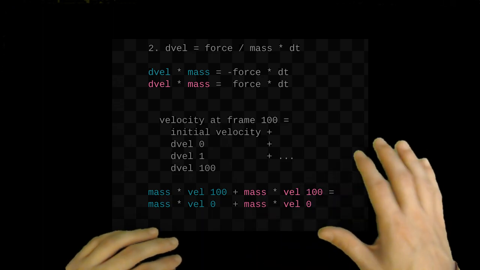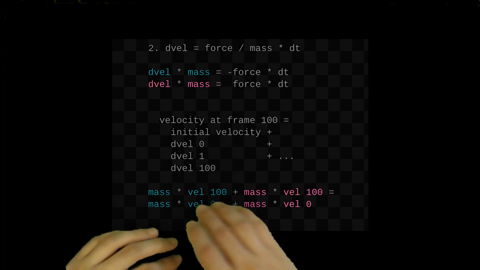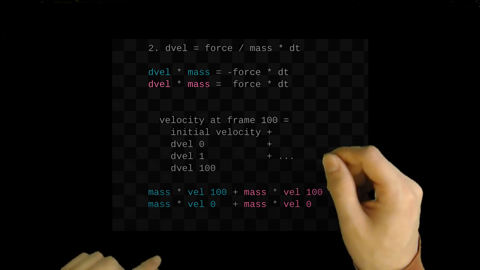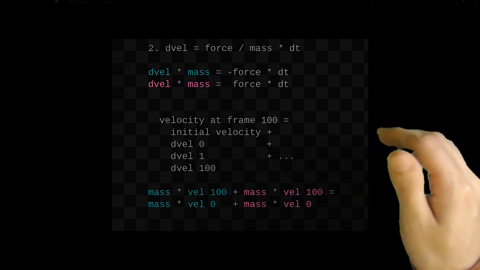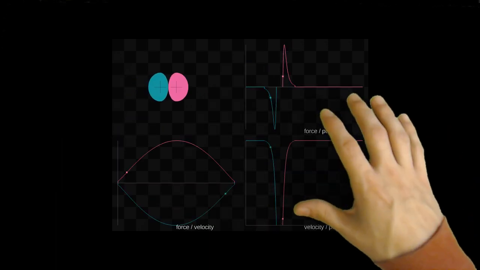So that is what conservation of momentum is, that the sums of momentums of the red and blue objects are going to be the same at every time step, no matter how far apart in time they are. So that's pretty cool.